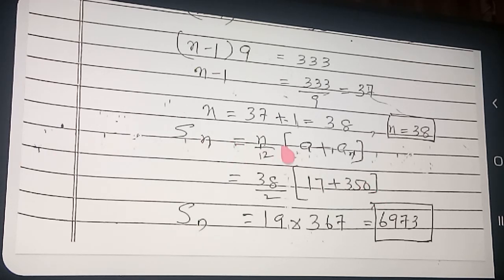Everywhere, whenever this type of question comes, you want to think which formula to use. Here the first term and last term are already given, so we are applying this formula. If the first term and last term are not known, we will apply another formula. Which one? Sn is equal to n by 2 into (2a plus (n minus 1) into d). Here the first term and last term are known, that is why we applied this formula. So 38 by 2 into (17 plus 350), that is equal to 367 into 19. So the answer is 6973. So you got the number of terms and the Sn.